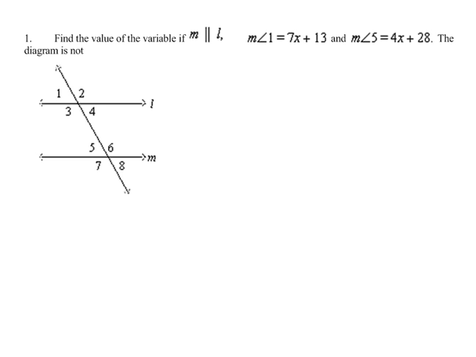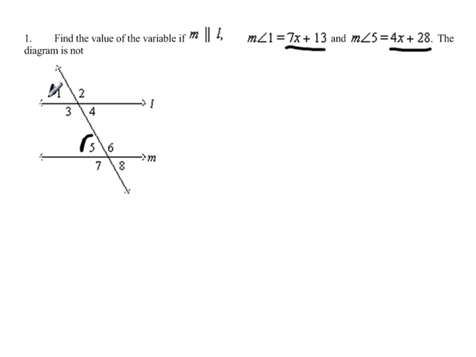All right, for week number 6, number 1, it says find the value of the variable if M is parallel to L. We are told that the measure of angle 1 is equal to 7x plus 13, and measure of angle 5 is 4x plus 28. Of course, the diagram is not to scale.